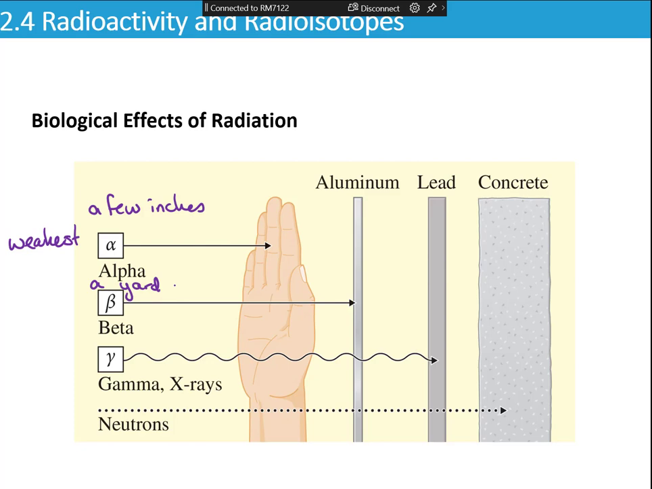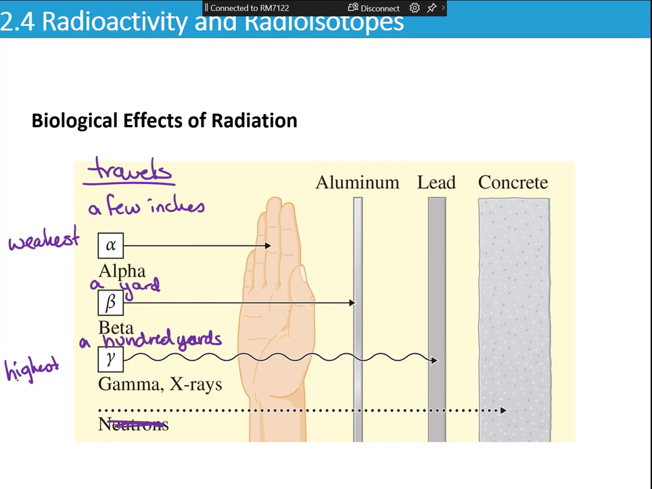Gamma is more like a football field. Gamma has the highest amount of energy and it travels the most distance. And we really don't talk about neutrons. These are the ones that we use as our example.